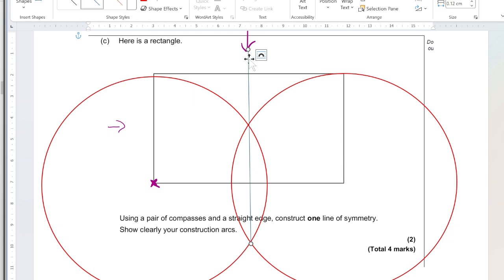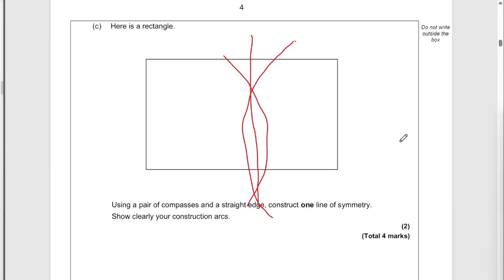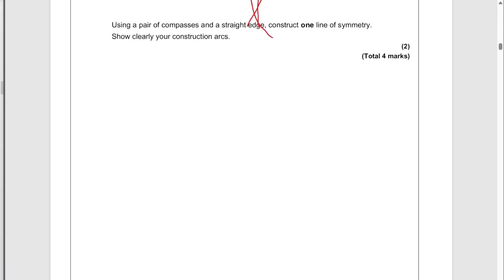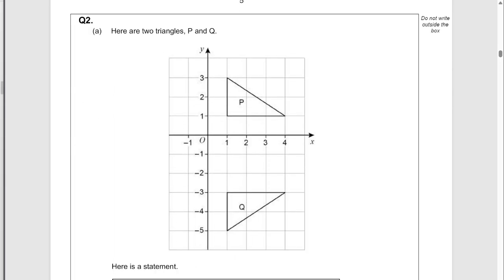Provided I've done that perfectly accurately, that will give me a line of symmetry between the two shapes. So that's the rough method I would use with the compass. Because I can't draw it, using a compass and a ruler here, I've just drawn a very rough version of it. Okay, question 2.